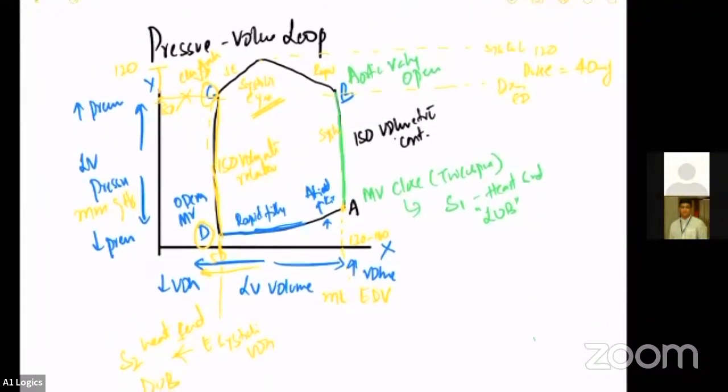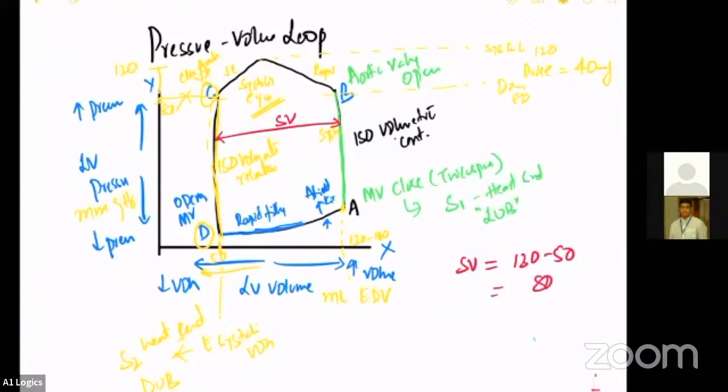You can also calculate the stroke volume. The pressure volume loop represents the stroke volume by its width. I will change the color here. So this is the stroke volume. Stroke volume is nothing but end diastolic volume minus end systolic volume. In our case, it is 130 minus 50, which is roughly about 80 ml. So it also gives us the stroke volume.